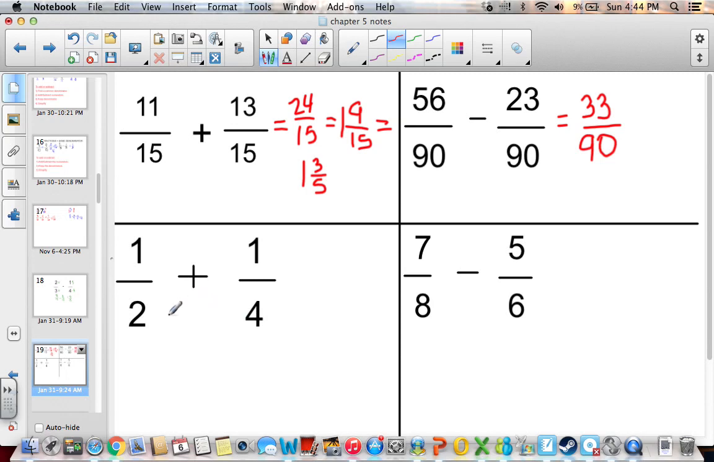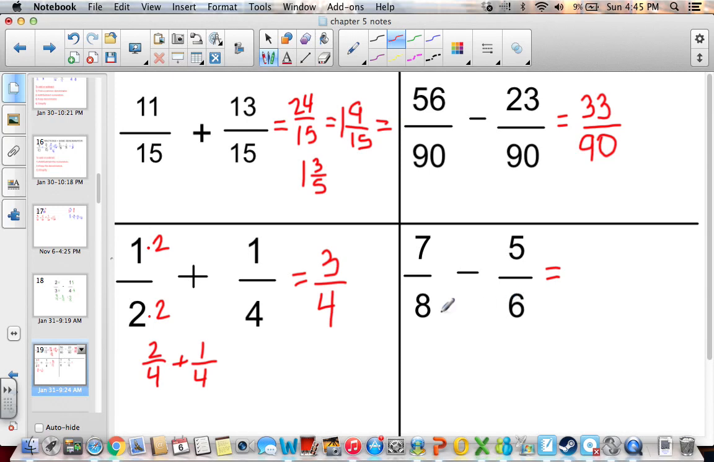1/2 plus 1/4, which I already showed you in the other example, so hopefully it wasn't too tricky for you to do. Change it to fourths, so 1/2, or 1 times 2, 2 times 2 is 2/4 plus 1/4 equals 3/4. And then 7/8 minus 5/6.